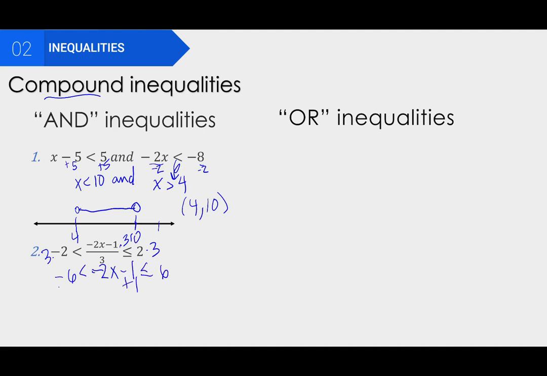Keep solving, add 1. So that's negative 5 is less than negative 2x, less than or equal to 7. Now I am going to divide everything by negative 2, so that's going to flip things around. So I'll have 5 halves, or 2.5. Switch the direction of the inequality, x. Switch the direction of this inequality too. And 7 halves, or 3.5.